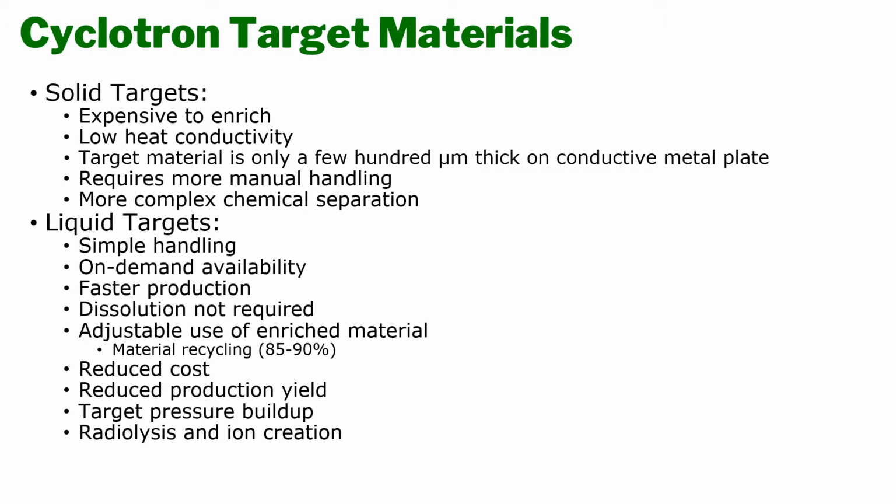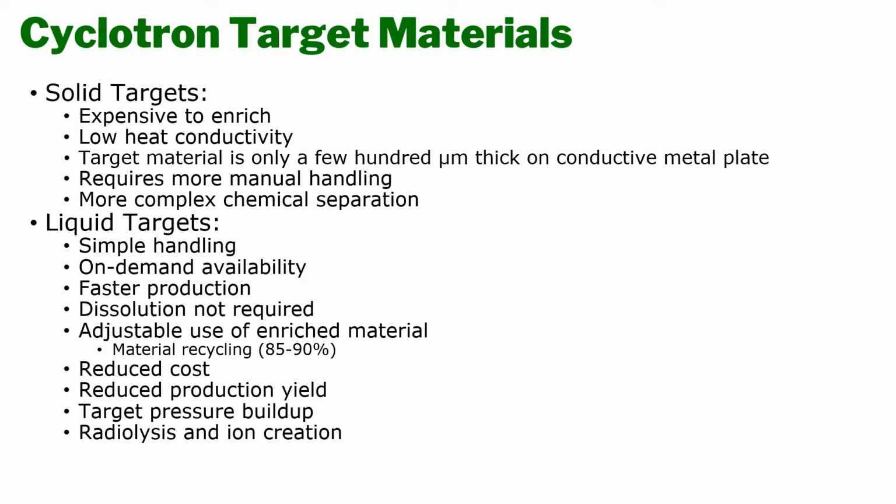Target materials are the other important part of cyclotrons. They can be broken down into two main categories, being solid and liquid. Solid targets involve plating conducting plates with desired target isotopes. This leads to the material only being a few hundred micrometers thick and put into a geometry setup that makes heat removal from the system more involved due to the lower heat conductivity.